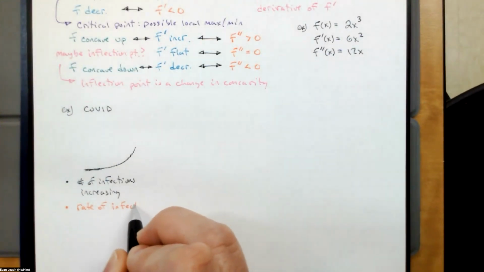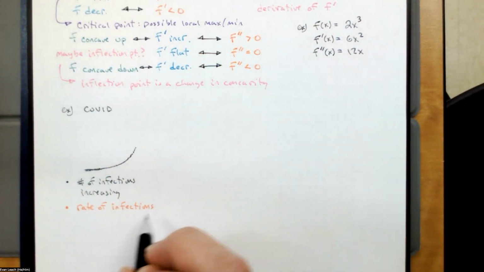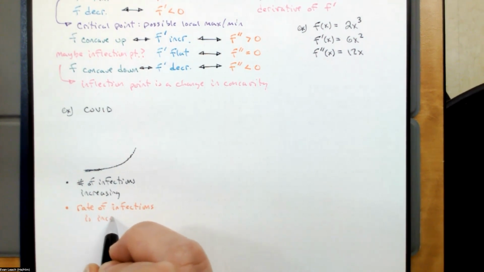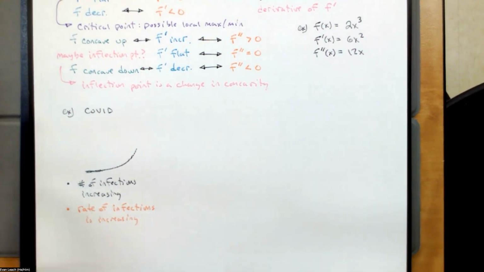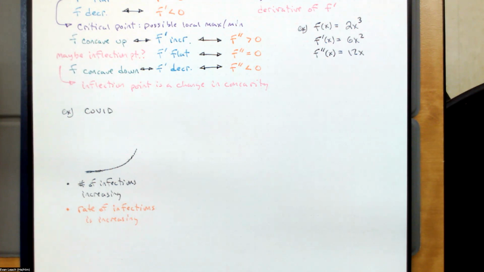The number of infections is increasing, and the rate of infections is increasing. We see the rate of infections increasing because the slope is getting steeper. The slope of the tangent line is larger as we move along. That's concave up. So since the rate of infections is increasing, that means that the second derivative is positive, so the function is concave up.